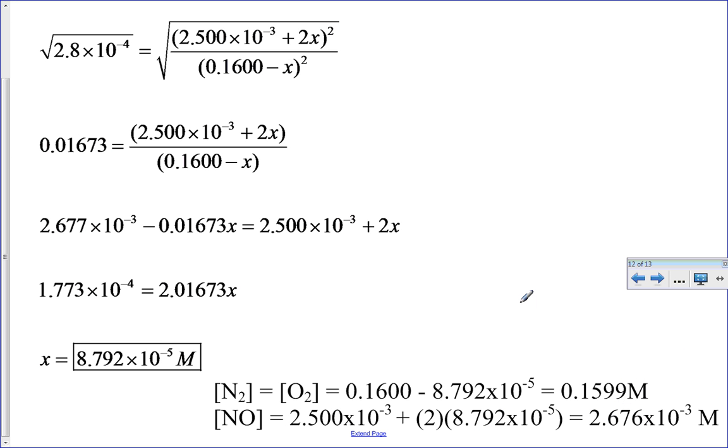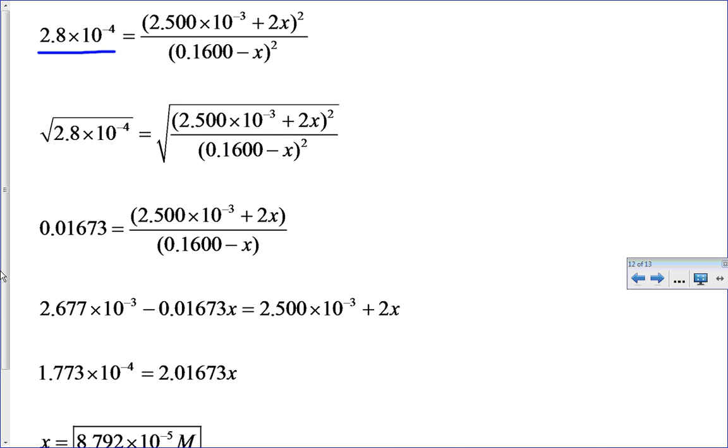For every one of these problems, you can do a quick check on your work by saying, let me plug these numbers that I got back into the expression. Let me just plug in the concentration of NO squared divided by the concentration of these two, which would be 0.1599 squared. And if I have done everything right, you will see an answer that matches your K value. This is actually a method I use to determine whether or not I made a little math mistake.